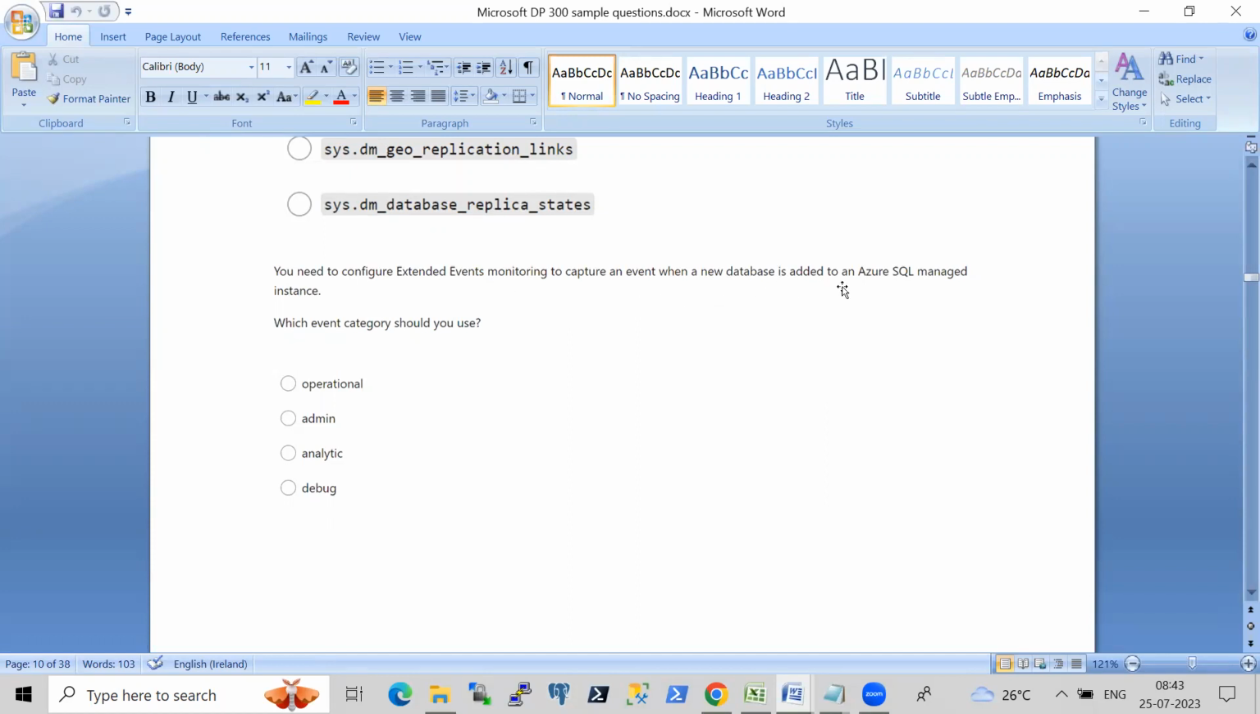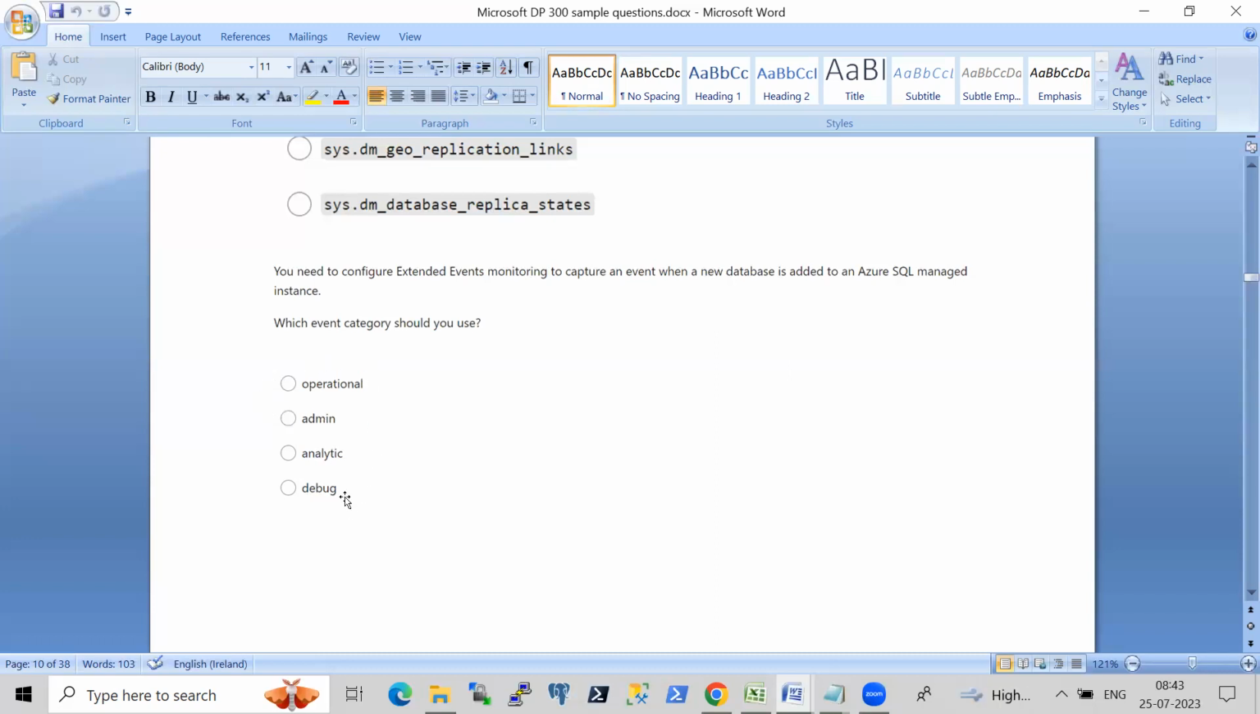Now the question is, you need to configure extended events monitoring to capture an event when a database is added to MI. If any database is added to MI, we need to configure extended events to capture an event saying that this database got added to MI. Out of the four options, which one should I use? Only people who have worked on extended events can answer this, or else it's not possible.